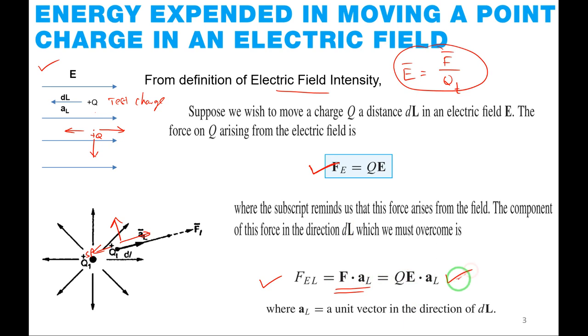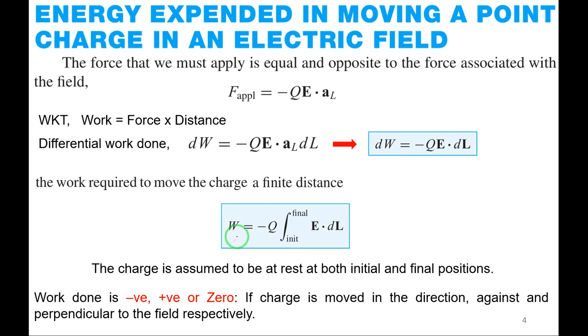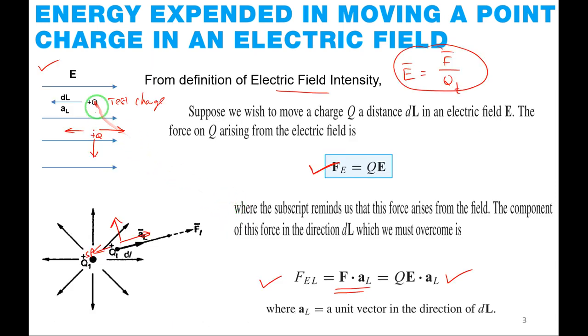I hope you understood this, right? And al is the unit vector in the direction of dl vector, right? This is the force experienced by the charge in the electric field E. If I want to move the charge either in the direction of the field, against the direction of the field, or perpendicular to the field, the force that should be applied in order to move the charge should be equal and opposite to the force experienced by the charge in the field, right? This is the force experienced by the charge, QE al.